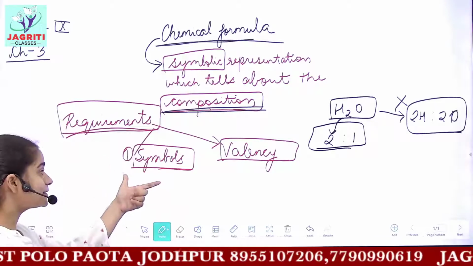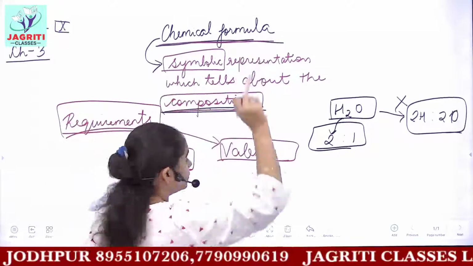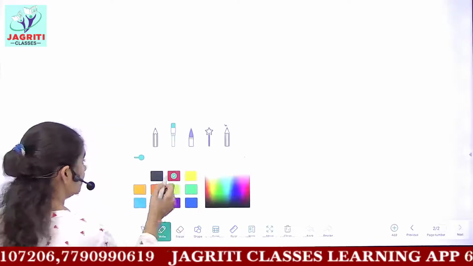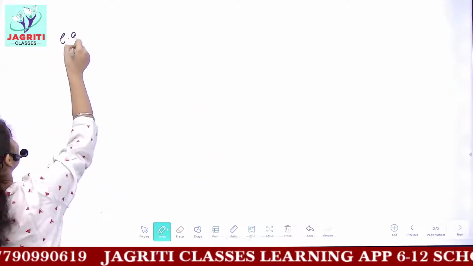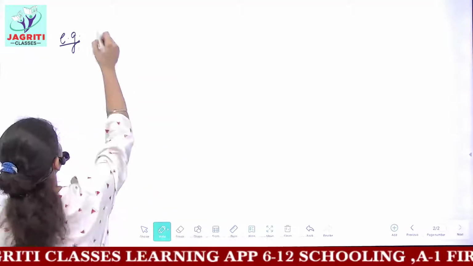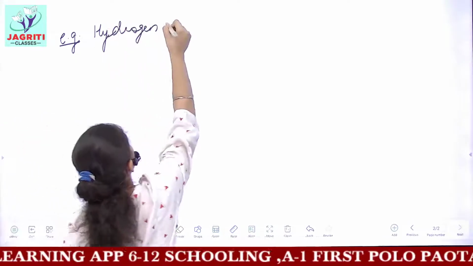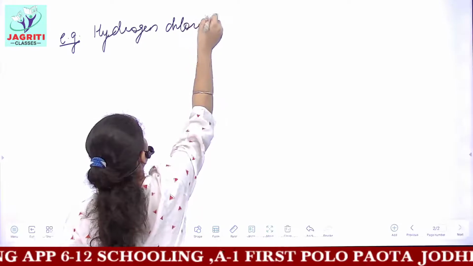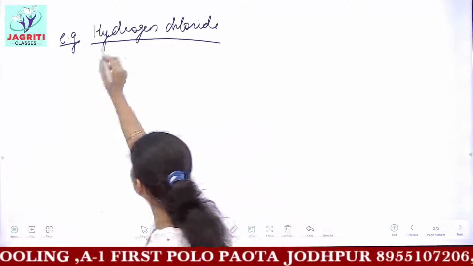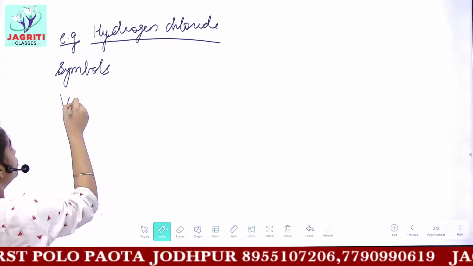If you know the symbols and the valency of the elements or atoms, then you can simply make their chemical formula. Let's see how we undergo the process of making a formula. For a simple example, let's take that we are given to write the formula of hydrogen chloride. I told you just now that to write the formula of a given compound, you need to know the symbols of the atoms, and then you should know their valency.